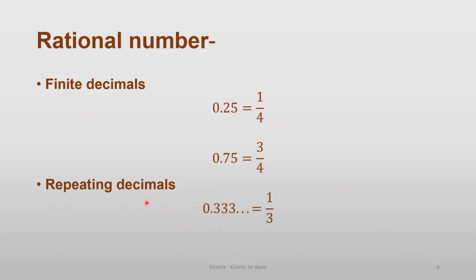Last one is interesting, repeating decimals. Let us say 1 by 3. That means the value is 0.333 and so on. That means the number 3 is repeating after the decimal. That's why we can say this is a repeating decimal, but this is a rational number. Similarly, 2 by 3, that means 0.6666, then likewise it continues. That is a repeating decimal. So 2 by 6 is also a rational number. So this is all about the rational numbers.